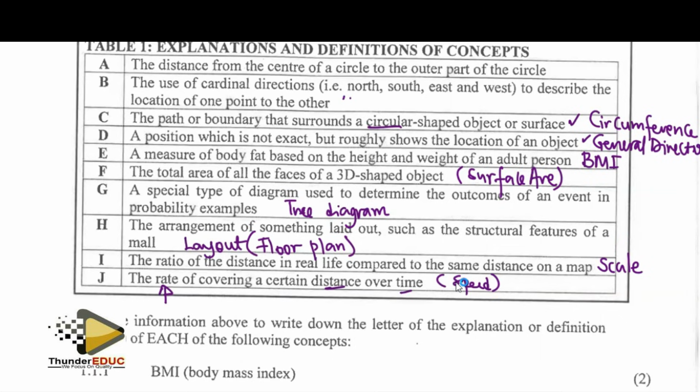Using also this one here is to describe the location of one point to another. It can be route description, or we can say general direction. The distance from the center of a circle to the outer part of the circle is supposed to be the radius.